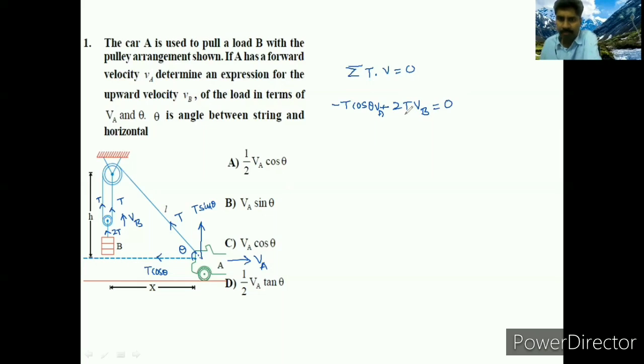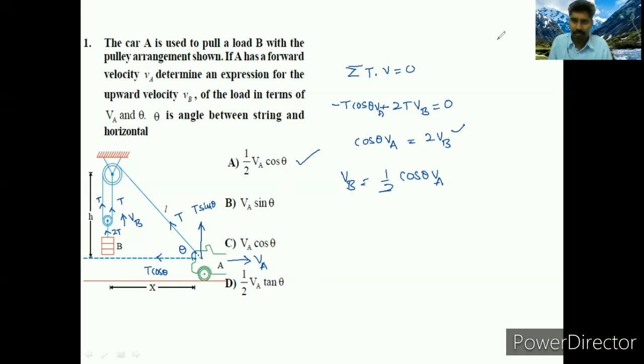Here T you can take common, so we get cos theta VA is equal to 2VB. We need to calculate VB, so VB is equal to 1 by 2 cos theta VA. Which option is correct here? The first option is correct. So we'll see the next problem.